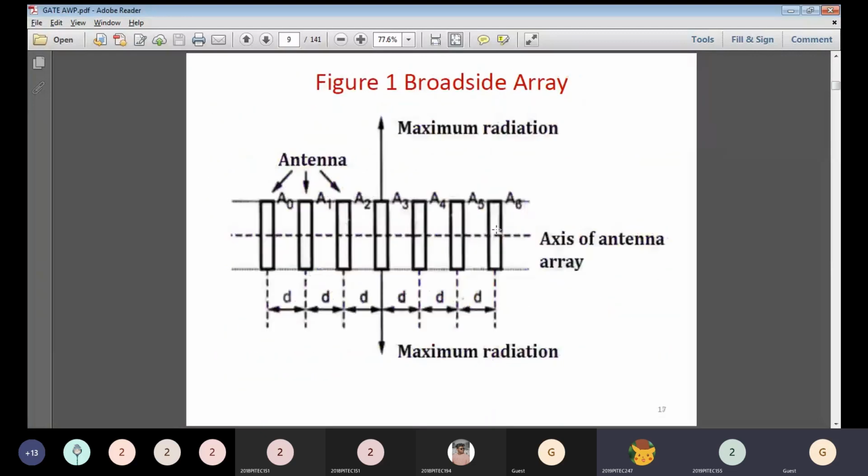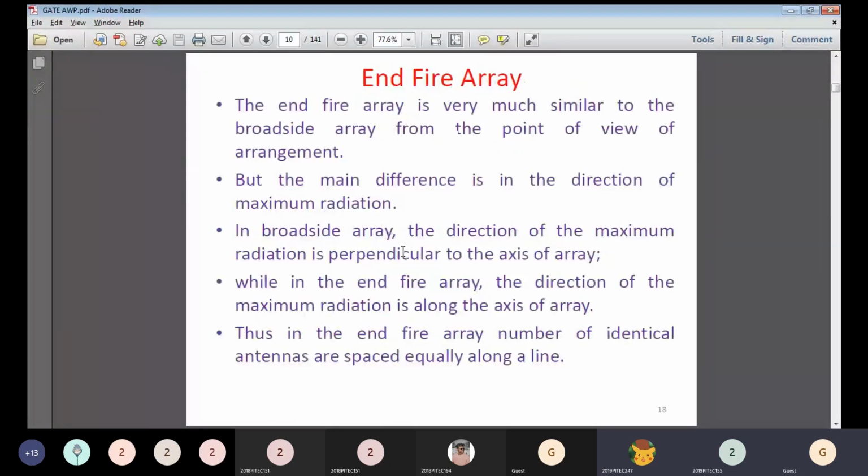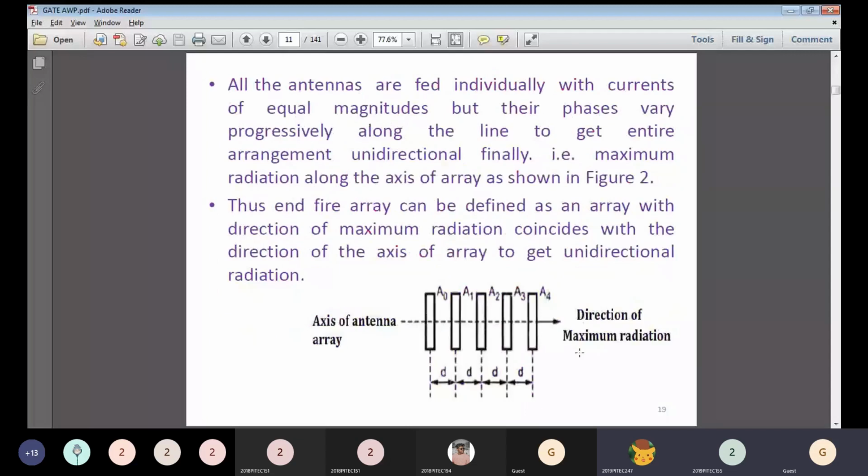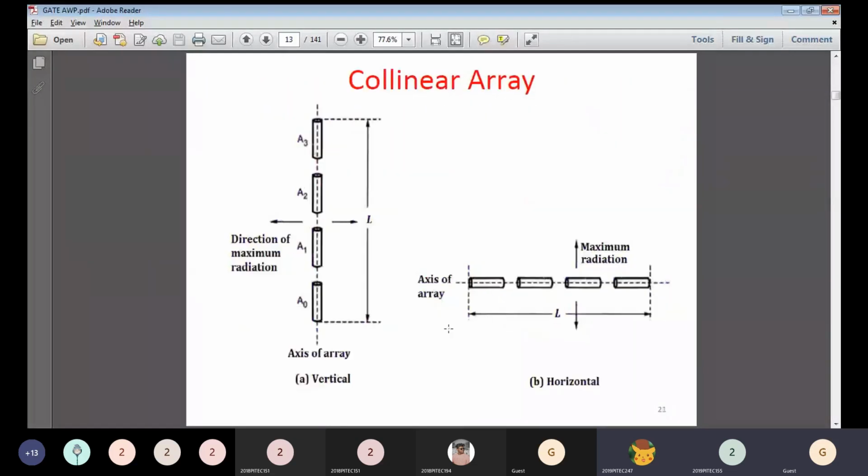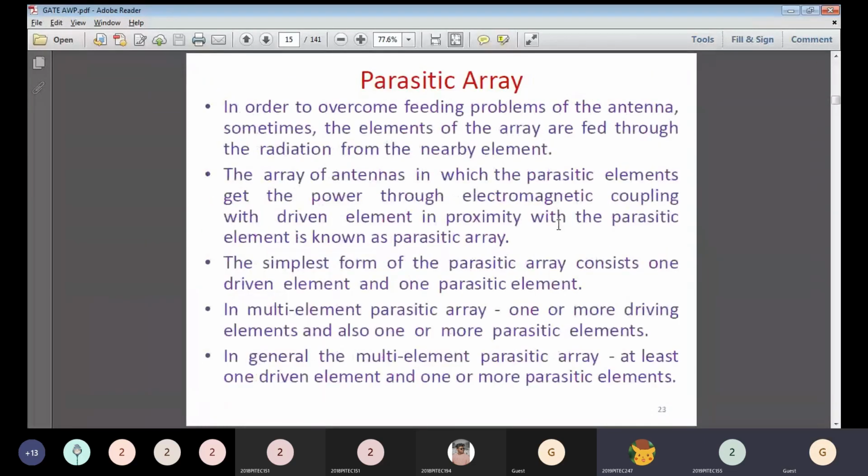The diagram also we have seen. So maximum radiation will be in the form of figure of 8. Next one, end fire. In end fire also the direction of maximum will be coincident with the axis of the antenna array. Collinear we have 2 types. One is going to be vertical, another one is going to be called as horizontal. And the next, parasitic, I told you.